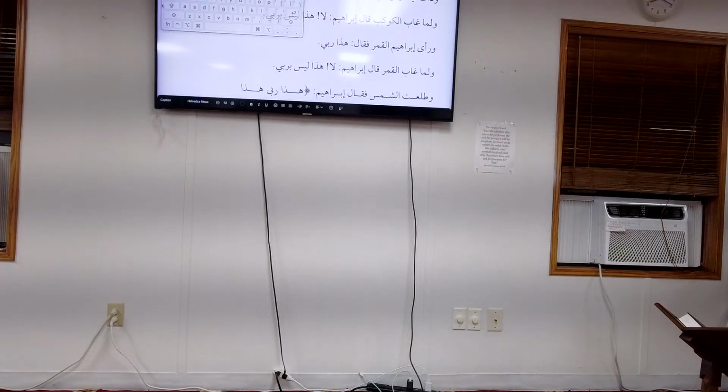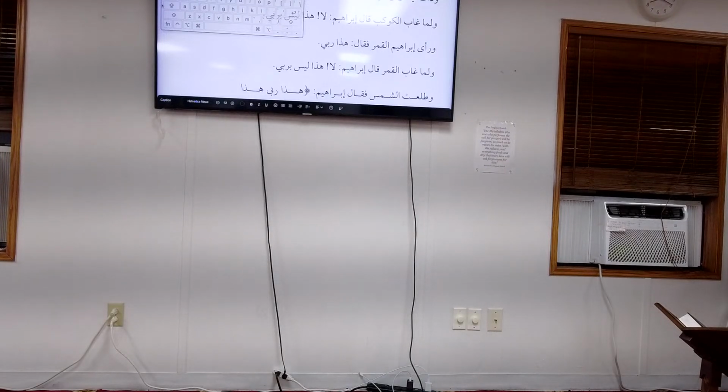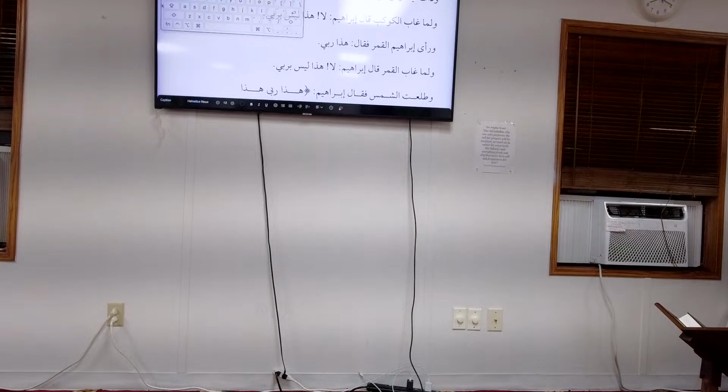So lemma is used to negate verbs in the past tense. Present tense verbs can be in the رفع state يفعل. They can be in the نصب state يفعل. But they don't have a jar state. Instead, they have a state called jazm.